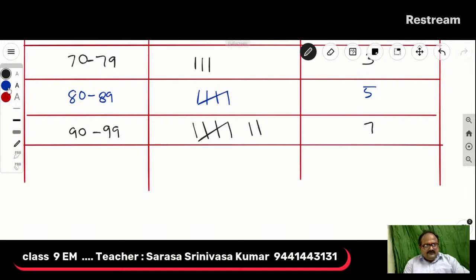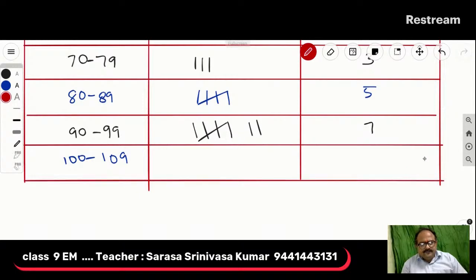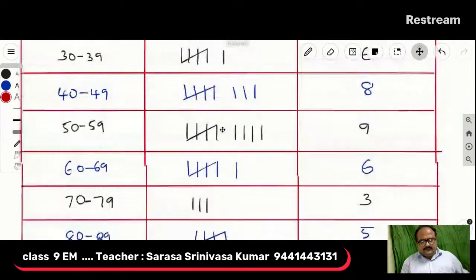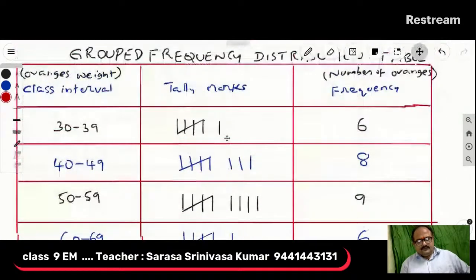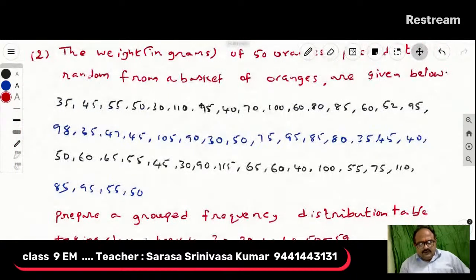Next we consider the class interval 100 to 109. Now let us count the number of oranges having the weight 100 to 109 grams.